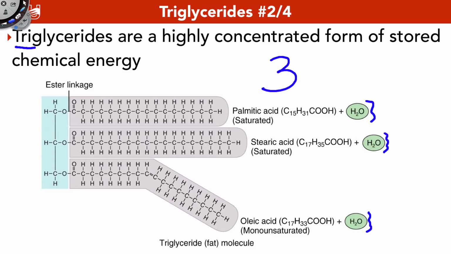Another thing I want you to note is, do you see how we have this double bond here? It looks like a crook, right? We talked about this before, and that was a cis double bond, right? This is an unsaturated fat, right? A monounsaturated fat, mono being 1, right? And anytime we have a double bond, we have an unsaturated fat. Okay, so that is a triglyceride.